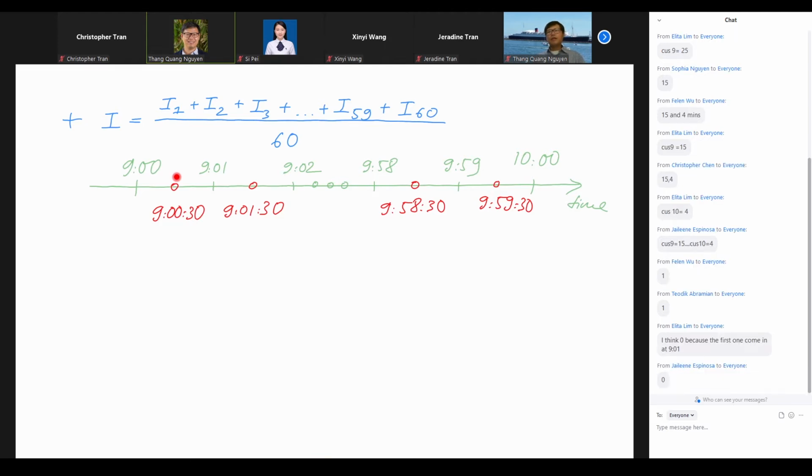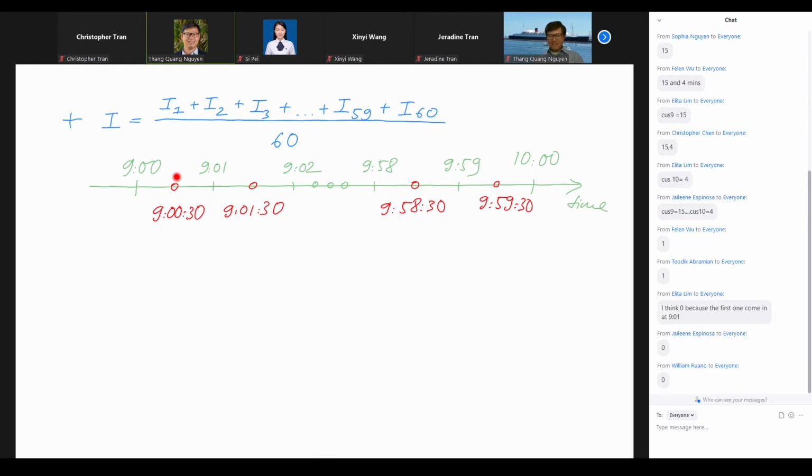All right, so Elita gets something different from before. Jaylene also different, right? So at least we have two camps here. Whenever we have two camps of thought, we have to think harder about what we have, right? William, 0 again.